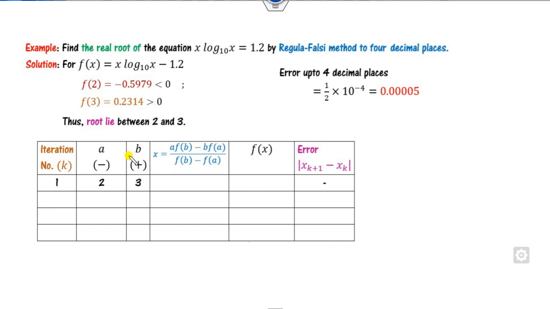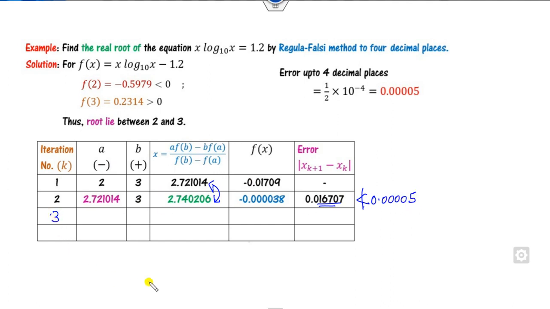Now we can construct the table. The value at 2 is less than 0, so I can take it as negative. This is a positive. We can find this value here. Now this number is negative, so I can replace this number with negative values. Find these two numbers, we can substitute here. We can find the error by using the subtraction. We will get here, clearly this number is not less than this.